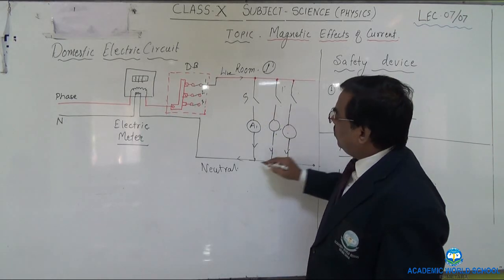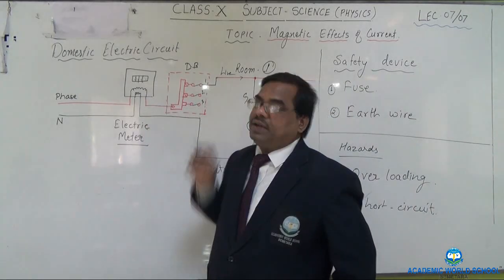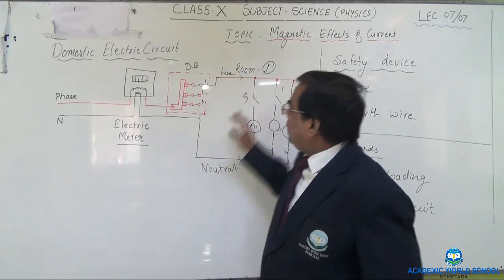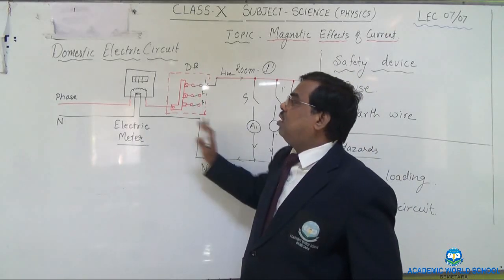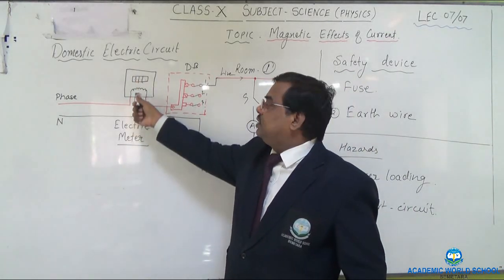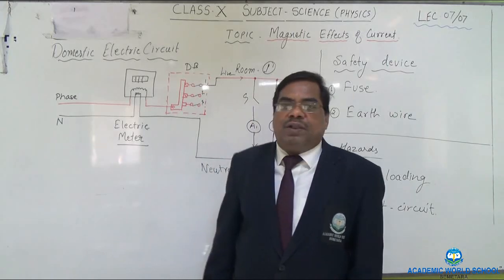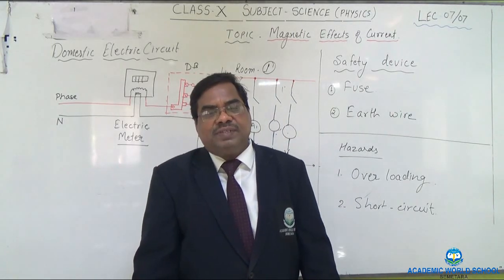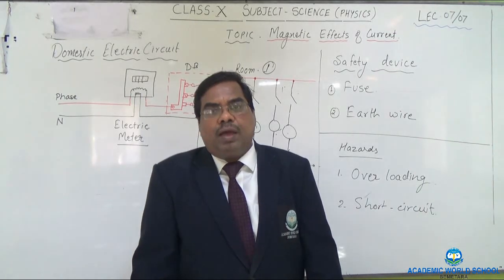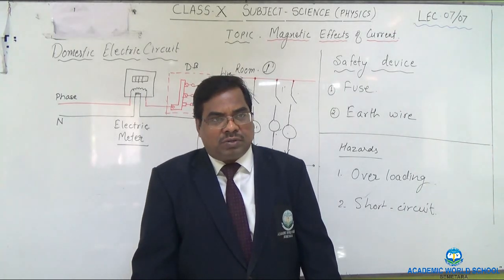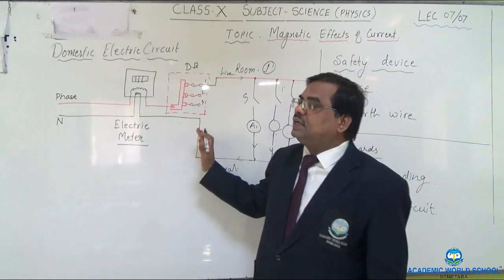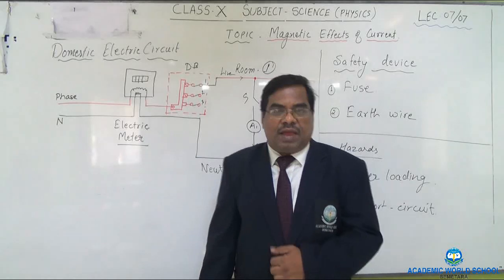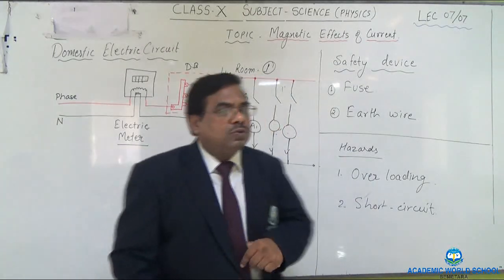So live and neutral will terminate. Whatever amount of electricity is passed in these appliances, it is all counted and recorded in this electric meter. At the end of the month, the person will take a reading, find out the difference and charge you as per your consumption. So this is a basic diagram of the domestic electric circuit. I hope it's clear to you.